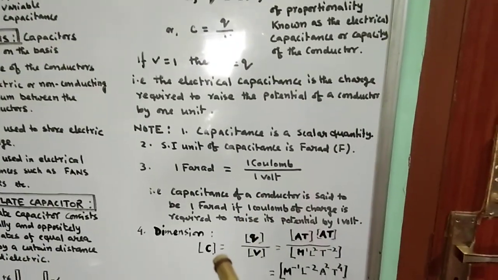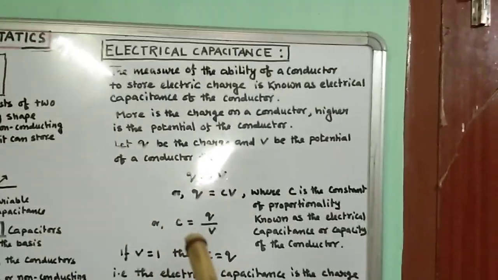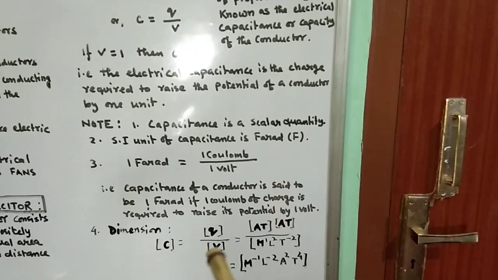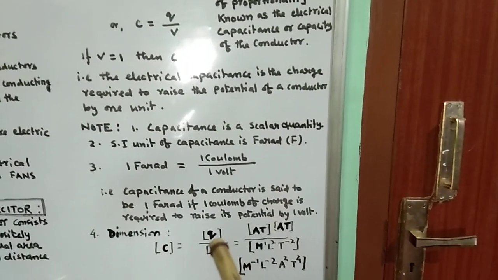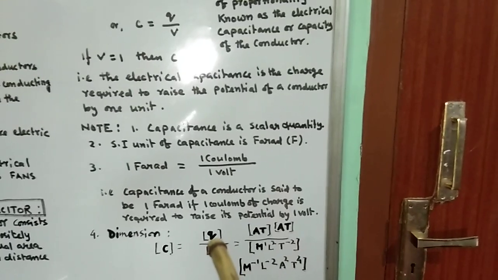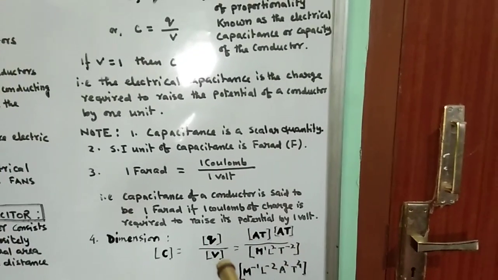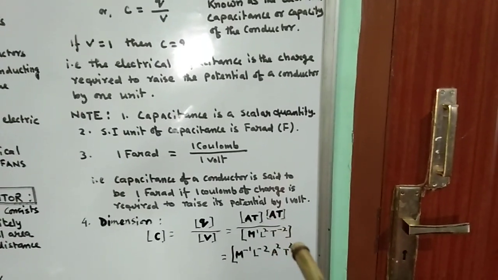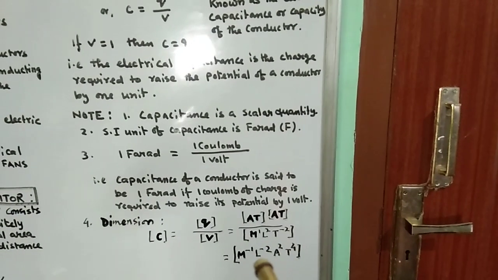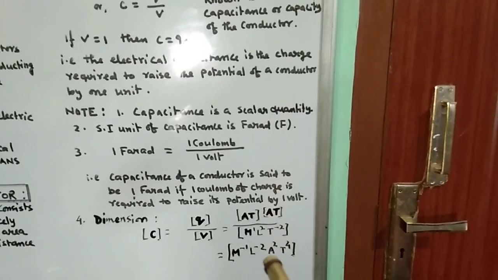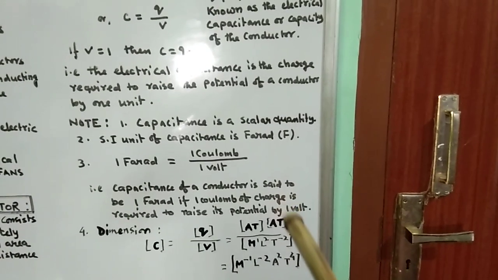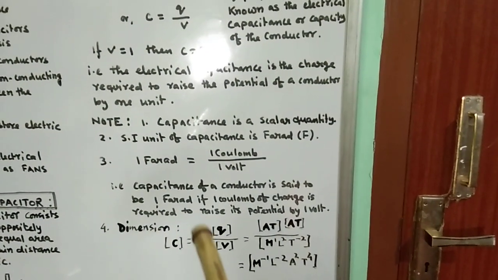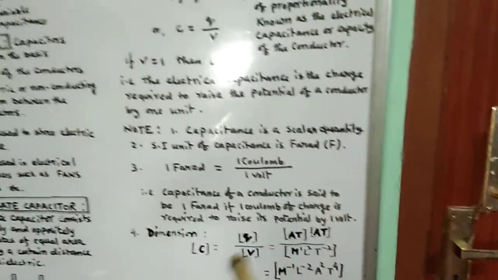Now regarding the dimension, we are going to use the expression C equal to Q by V again. The dimension of Q, as per the definition of current as the rate of flow of charge, is Q equal to AT. V is W by Q, so Q goes up again and you get AT. W is M1 L2 T minus 2. If you simplify, it comes out to be M minus 1 L minus 2 A2 T minus 2, and with the AT going up it becomes T4. So this is the dimension of the electrical capacitance of a conductor.